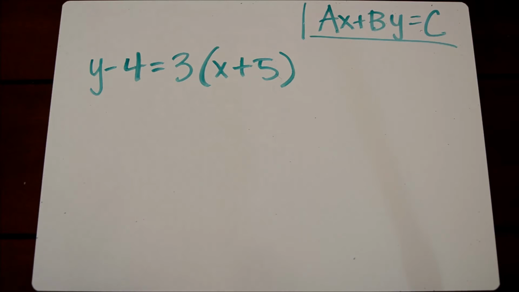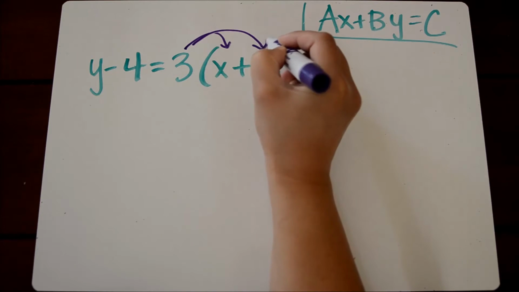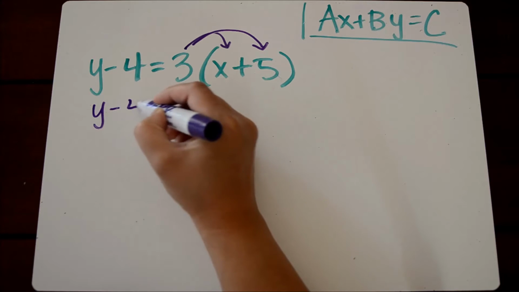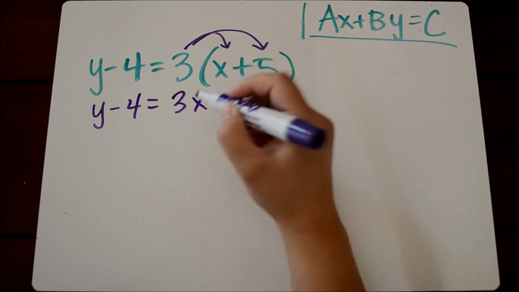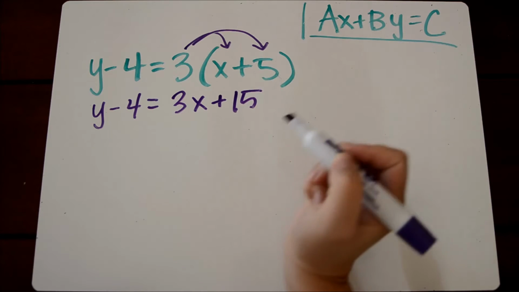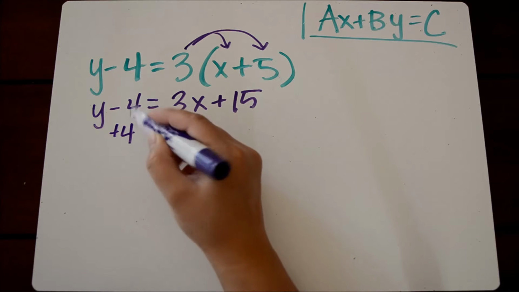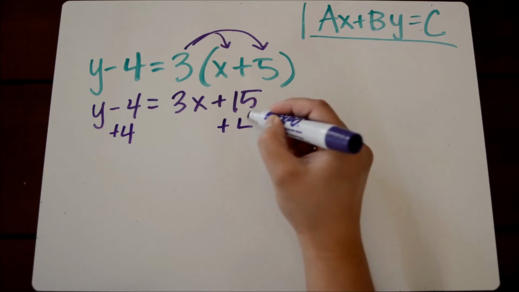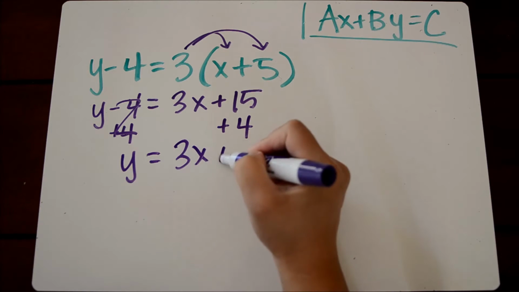So I have standard form written in the top right corner, and that way we can remind ourselves of what our answer should look like. And for this example, we have an equation written in point-slope form. The first thing we're going to do in point-slope form is distribute to get rid of the parentheses. We're going to move the constants to the right side of the equation. That's going to be our c value. So I'm going to add 4 here and add 4 here. We end up with y equals 3x plus 19.